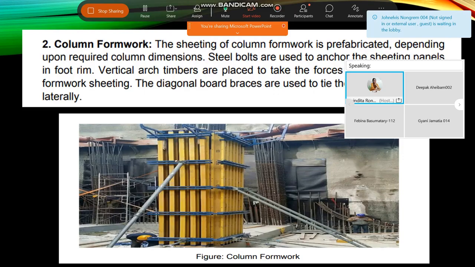Number two, column formwork. The sheeting of column formwork is prefabricated depending upon the required column dimensions. Steel bolts are used to anchor the sheeting panels in the foot rim. Vertical arc timbers are placed to take the forces from cover straps of formwork sheeting. The diagonal board braces are used to tie the column formwork laterally.